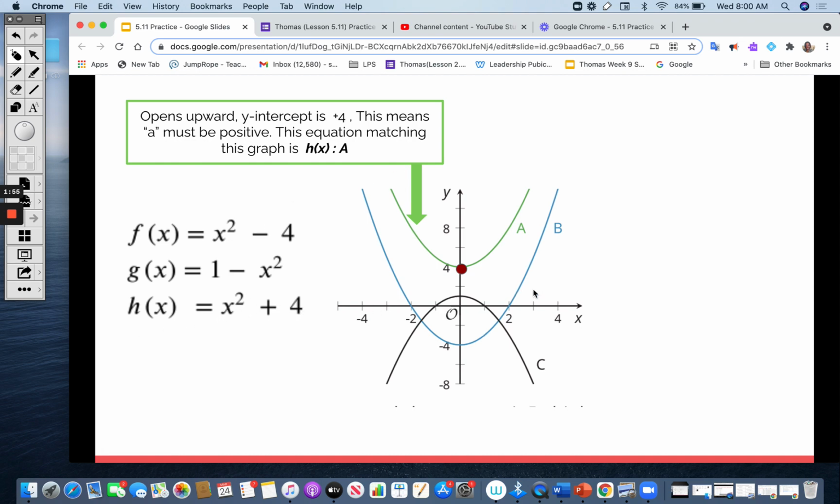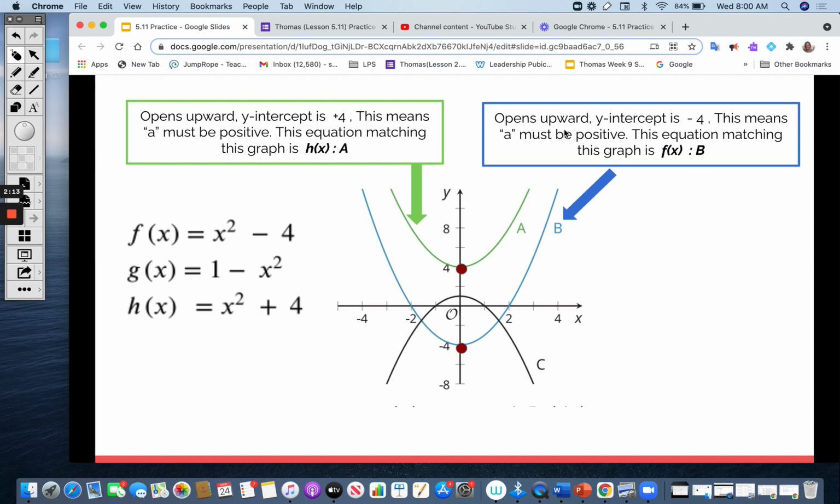When we look at graph B, let's look at the y-intercept that is occurring at -4, and it's also opening up. So the function that is defined in that way means the a has to be positive and the y-intercept is a -4. So this opens upward, the y-intercept is a -4, a must be positive. So the equation that matches this function is f of x, which is the B for B.